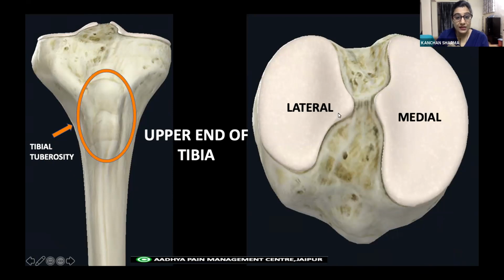So what we have seen is the tibial plateaus are flat, and the femoral condyles are rounded. So in order to increase the stability, because one surface is round and one surface is flat, the joint will be an unstable joint. So in order to increase the stability of the joint, what all do we have?